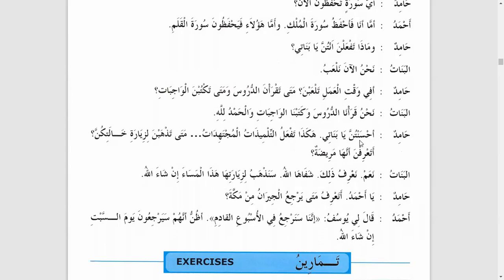أحسنتن يا بناتي. Very good, oh my daughters. هكذا تفعل التلميذات المجتهدات. This is how the hardworking students do their work.